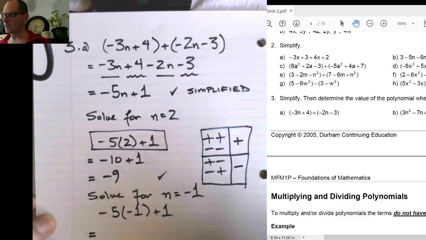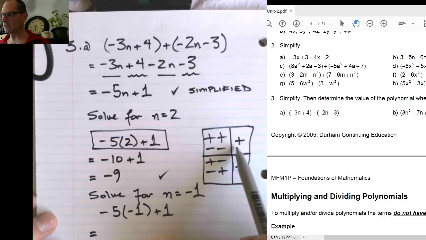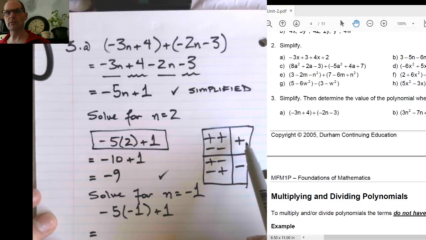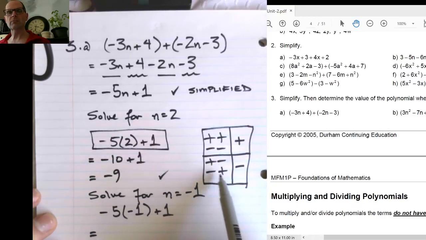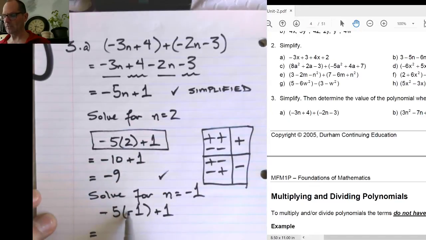It's a little grid. When we have two positives or two negatives multiplying, the answer is going to be positive. When we have mixed signs multiplying each other, the result is going to be negative. In this case I've got two negatives, so this becomes -5 times -1.